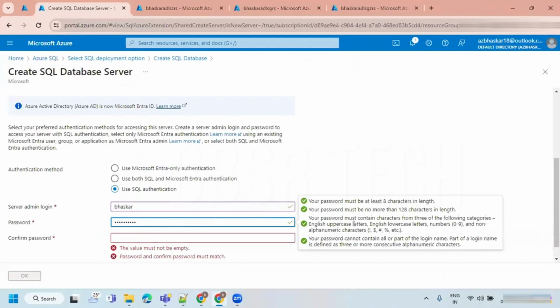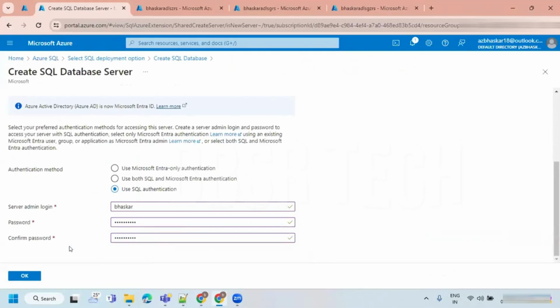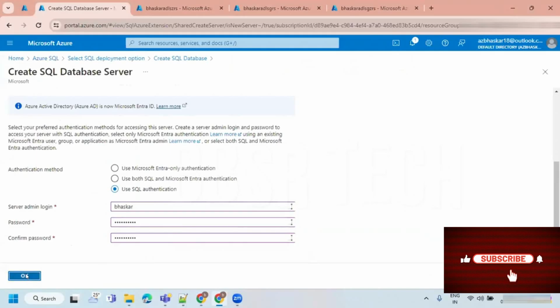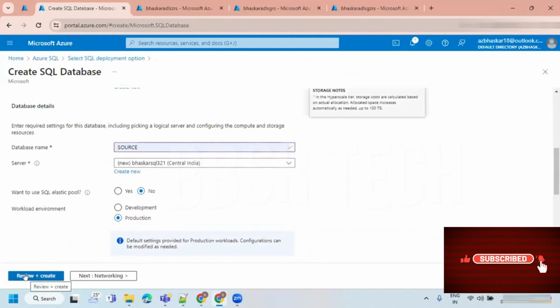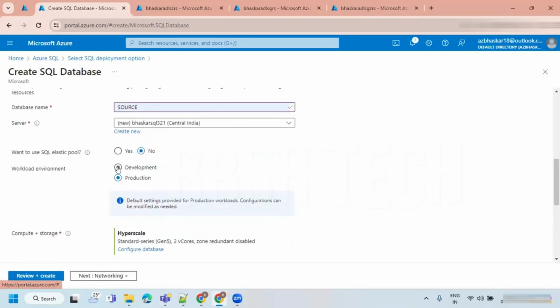All these criteria should be matched, then only it is going to be created. Confirm the password. Once it is confirmed, let's hit OK. Once you hit OK, do you want to keep this data in the elastic pool? No, I don't want to keep that in the elastic pool. Let's make this as no. And work environment, this is for development, I wanted to take it.